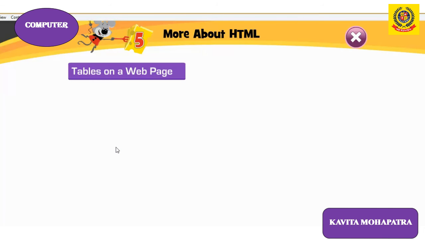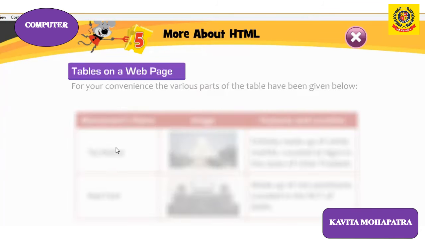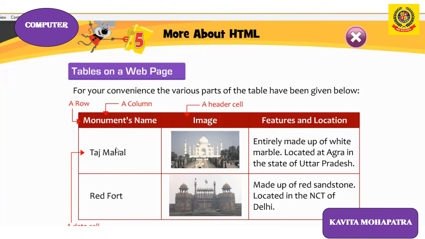Now, tables on a web page. How to create tables? Tables are used on a web page to organize data in the form of horizontal rows and vertical columns. The use of tables simplifies complex and bulky data and makes it easy to understand for the visitor. We have already learned a lot about tables in previous classes in MS Word. So for our convenience, the various parts of the table are given below. This is known as a row, and this one is a column, and these are the data cells, and this is the header cell in the heading. This is the header cell.